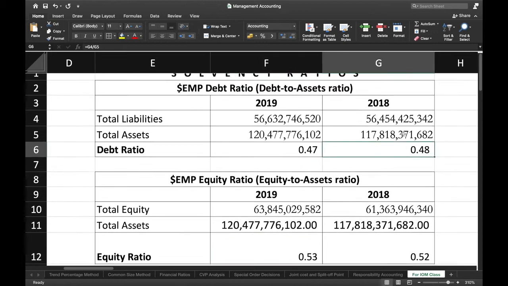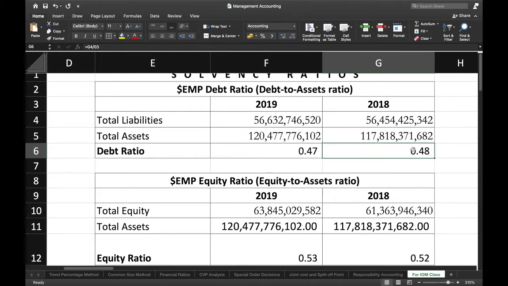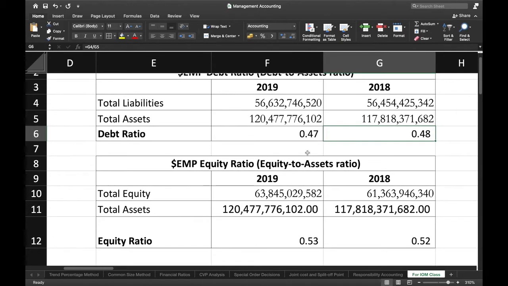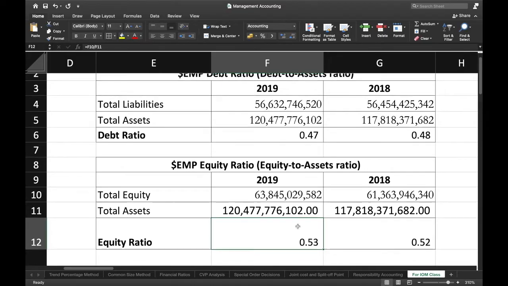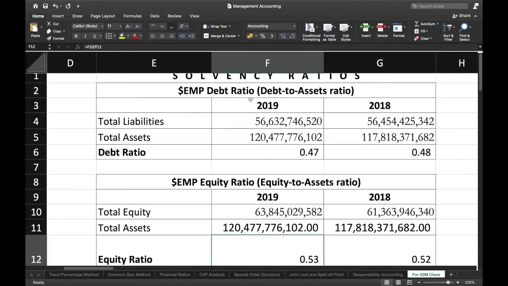Yung pagmamay-ari ng creditor from 0.48 to 0.47 bumaba, no? And since bumaba yun, connected yan dito sa equity ratio na from 0.52 umangat naman ng 0.53. Meaning, debt ratio is inversely proportional to the equity ratio.